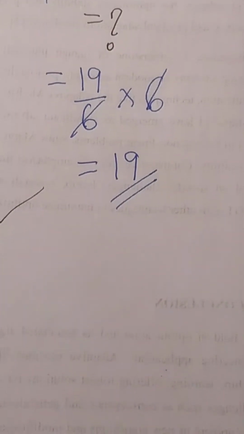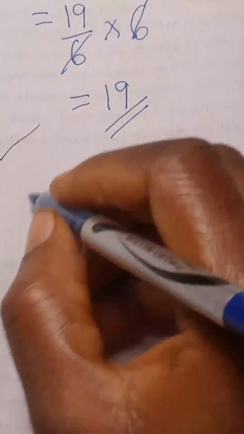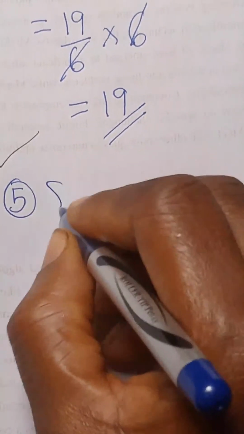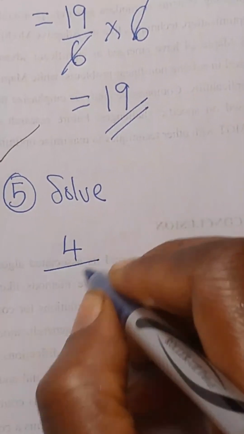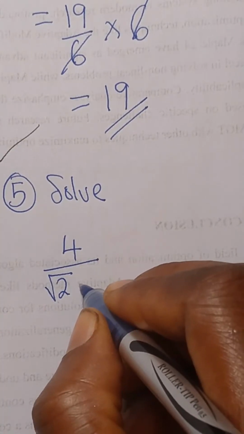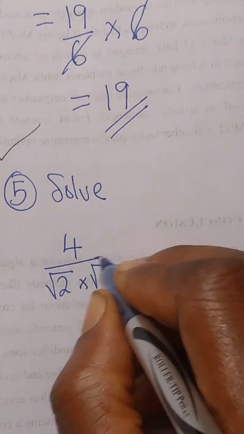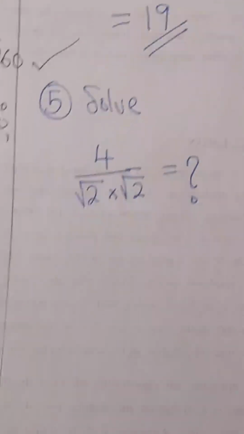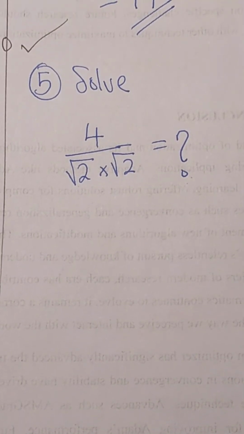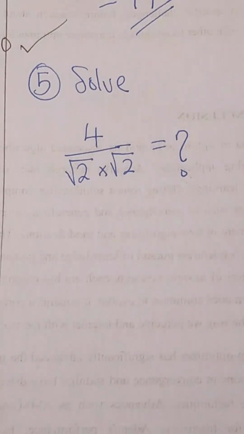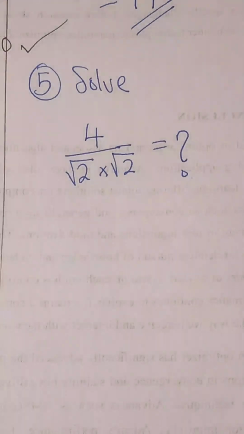All right. Then the next question is 5. Solve 4 all over root 2 multiplied by root 2 is equal to what? 4 all over square root of 2 multiplied by square root of 2 is equal to what? Please solve, drop your answer.